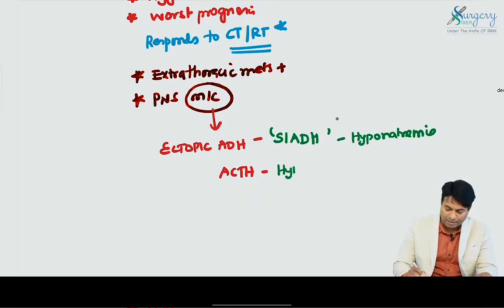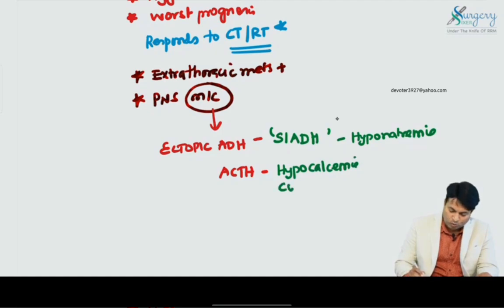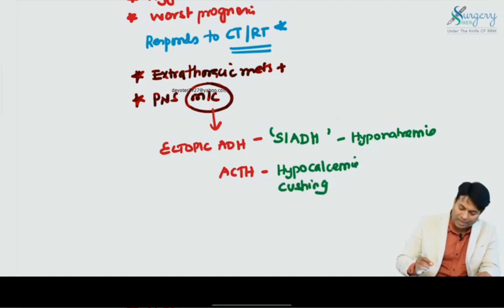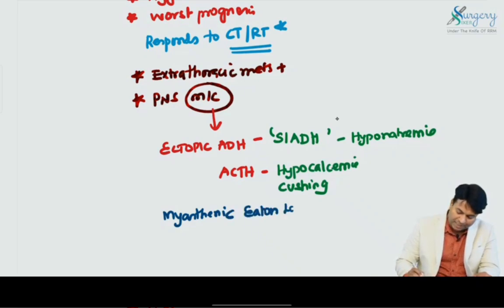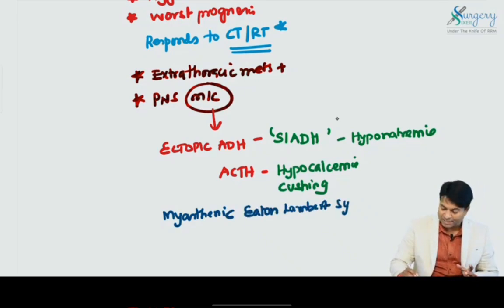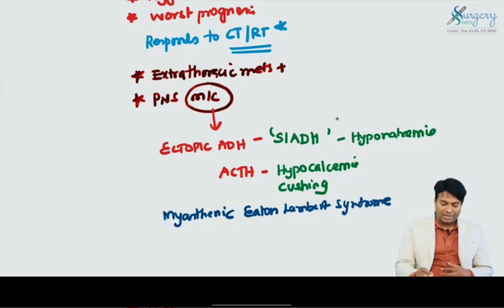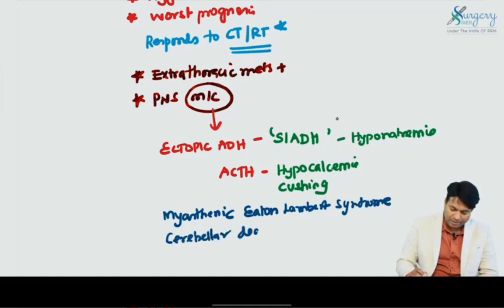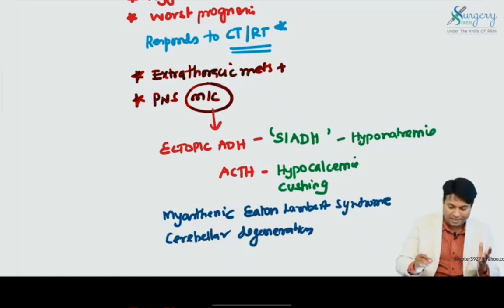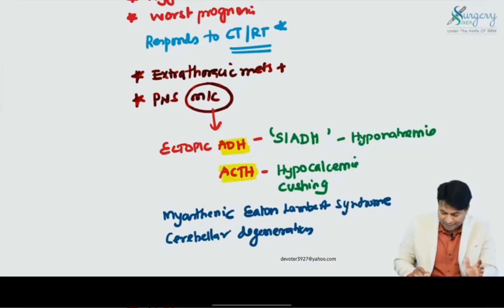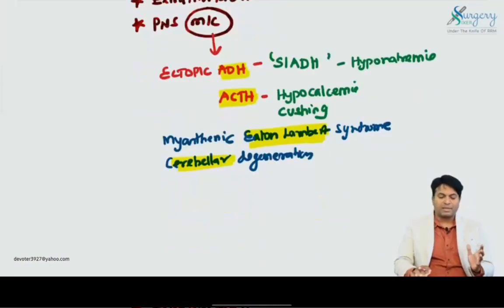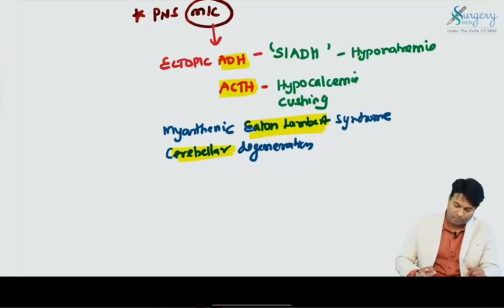Ectopic ACTH causes hypocalcemia and Cushing syndrome. And they also get a myasthenia gravis-like syndrome known as Eaton-Lambert syndrome, and they can develop cerebellar degeneration. So please don't forget, for small cell cancer the major problems are ADH production, ACTH production, Eaton-Lambert syndrome, and cerebellar degeneration. All these are paraneoplastic syndromes seen in small cell cancer.